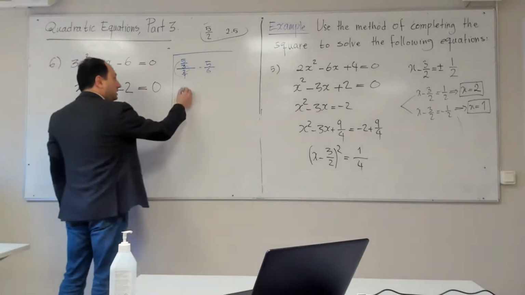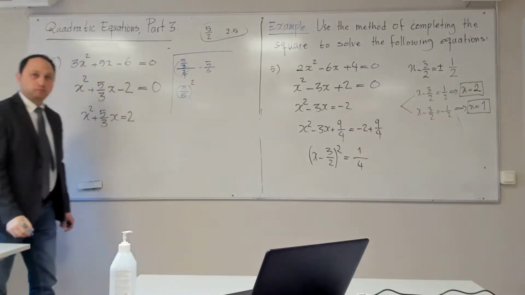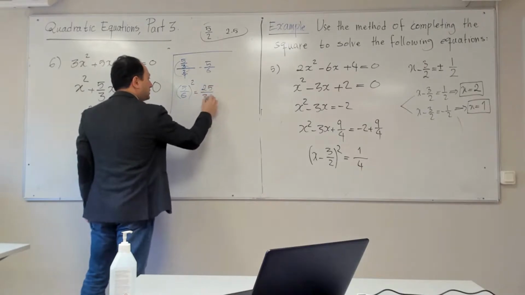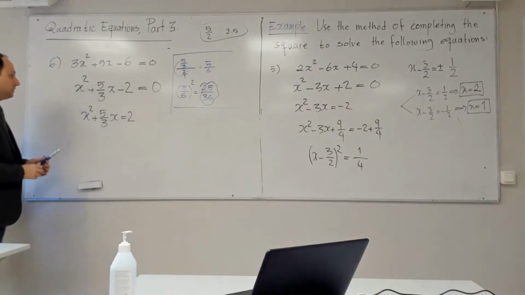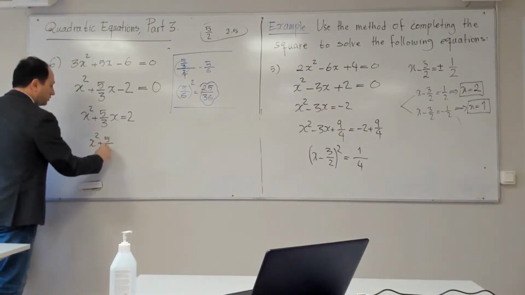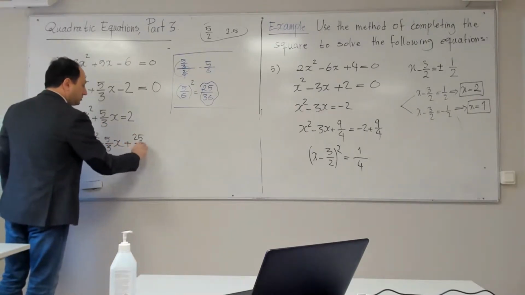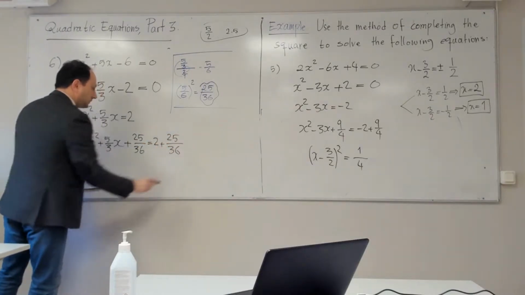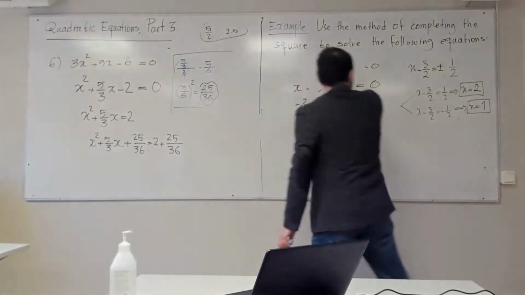And the number that I need to add, my magic number, is this number squared. So this number squared is 25/36. This is your magic number. So you need to add this number to both sides. So it becomes x squared plus 5/3 x. This is the number that I add to both sides. Okay? And then the rest of the problem is as before.